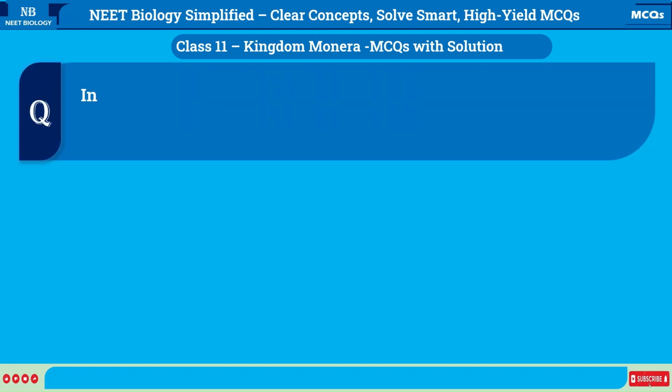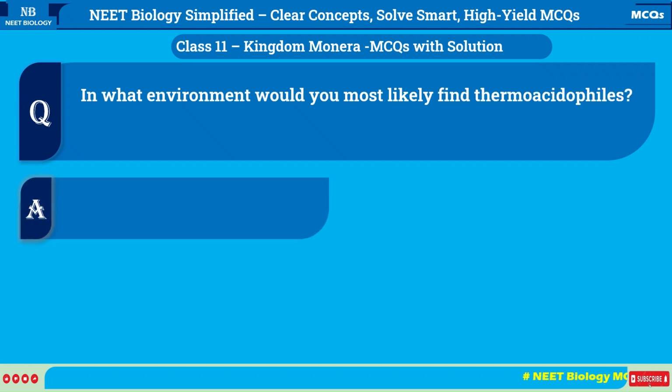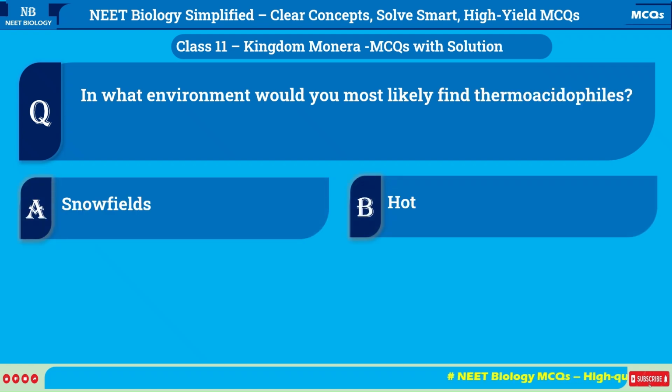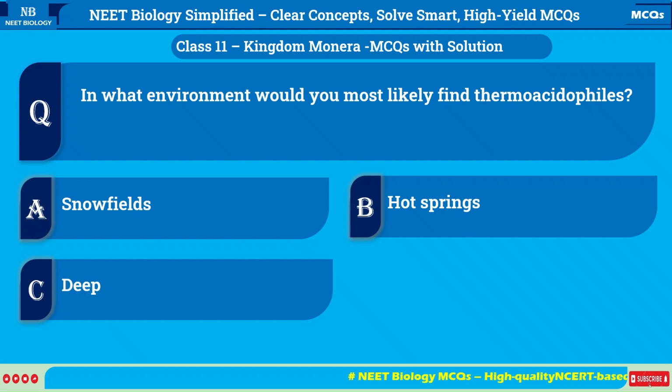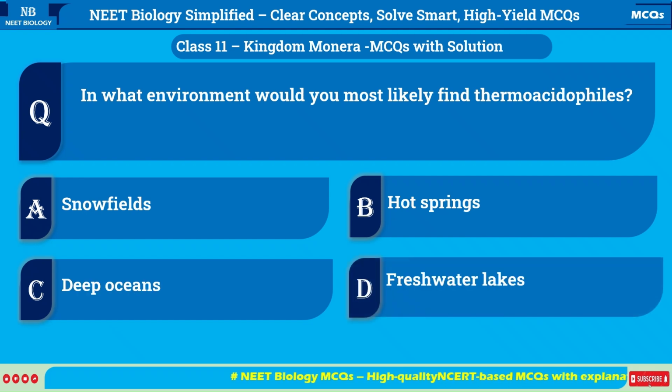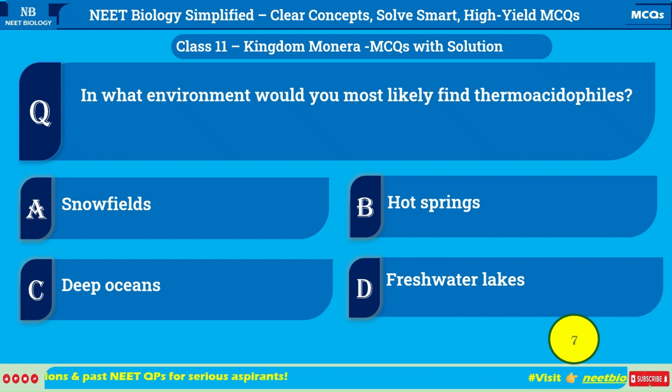In what environment would you most likely find Thermoacidophiles? A. Snowfields. B. Hot springs. C. Deep oceans. D. Freshwater lakes. Correct answer is B. Hot springs.